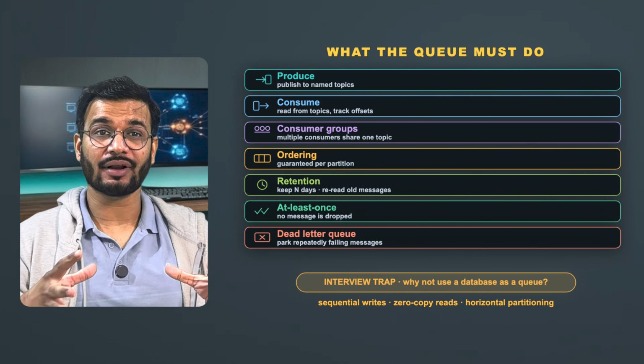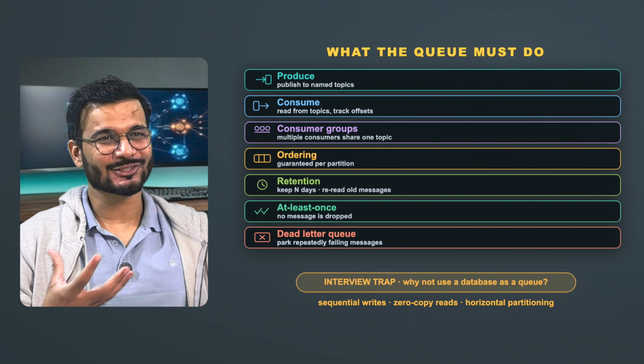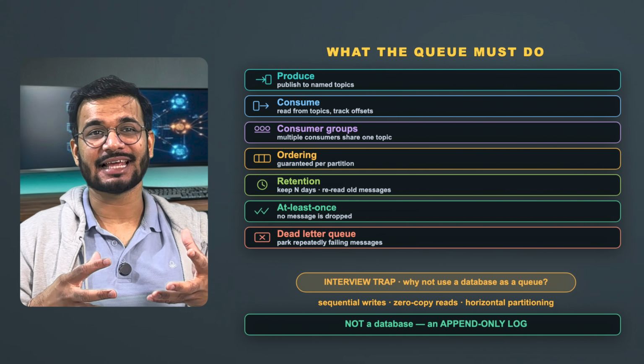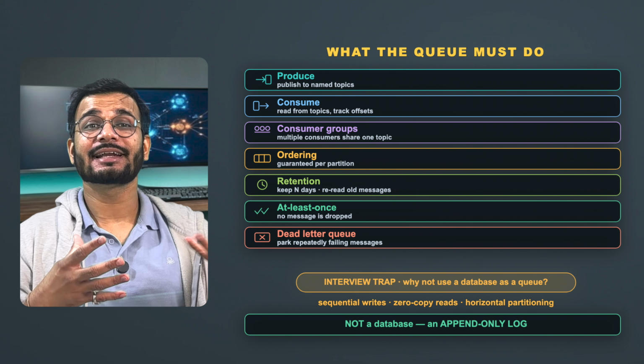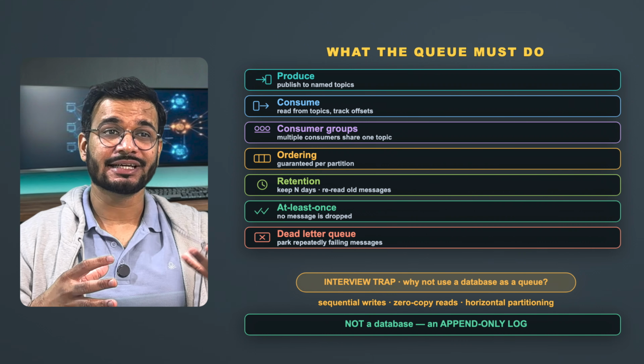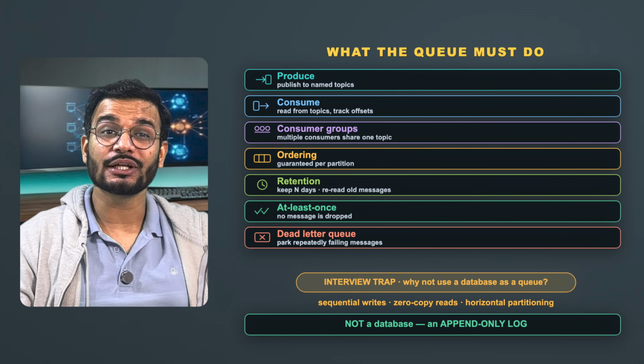Now, here's an interview trap. The interviewers ask, why not just use a database as a queue? The answer should be sequential writes, zero copy reads, and horizontal partitioning. A database can't match this throughput. There is a distinction worth internalizing. A messaging queue is not a database. It's an append-only log optimized for sequential input-output. That single distinction drives every design decision that follows.